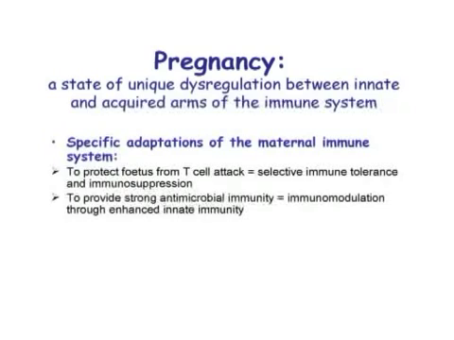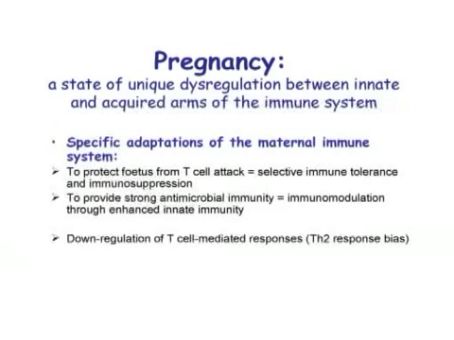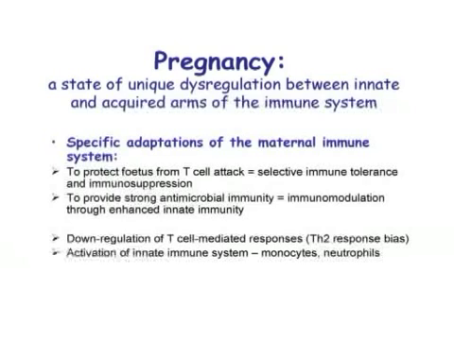So the other reason why there's an adaptation is that you have to provide strong antimicrobial immunity to then make up for the fact that the T cells are kind of immunosuppressed to some extent. And this is through immunomodulation and through the enhanced innate immunity. So there's this change in the immune response in a pregnant woman, basically to protect the fetus, but to still provide antimicrobial immunity. So you have downregulation of T cell mediated responses, and these have often got a Th2 versus a Th1 type of bias, and activation of your innate immune system.